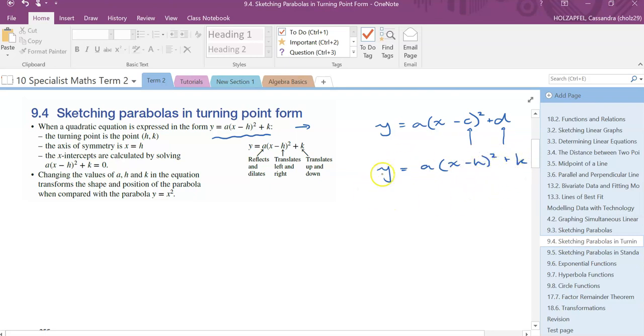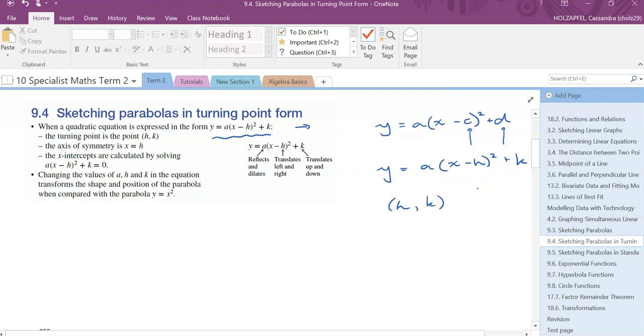When it's in this particular form, and you might have picked this up from the last video, it has been shifted to the right because it's x minus h, so that's been shifted right h units. And then this has been shifted up k units. So the new turning point is going to be (h, k). That's why we try to get things into this turning point form.